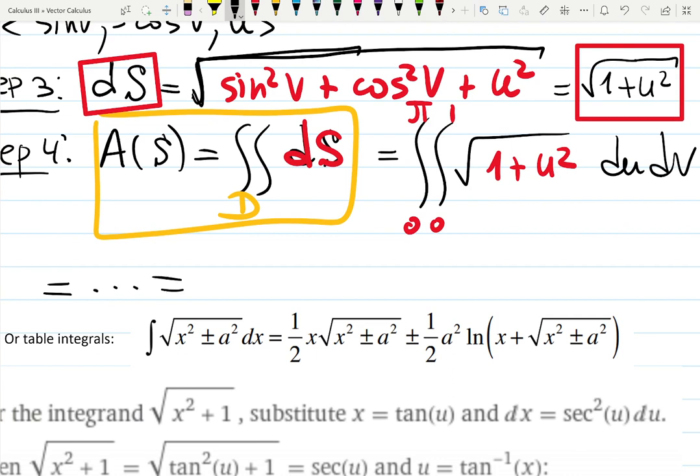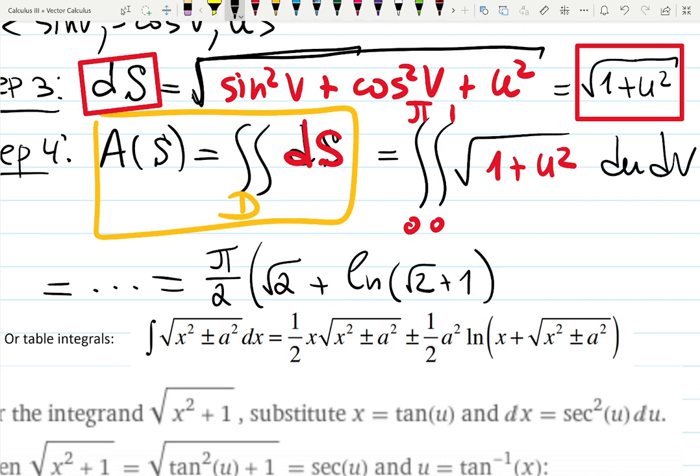And the answer is, do you know if the answer should be a vector, a function, or a number? Why do you think it's a number? Because it's area, exactly. It even has units, right? The answer is pi over 2, square root of 2, plus ln of square root of 2 plus 1.